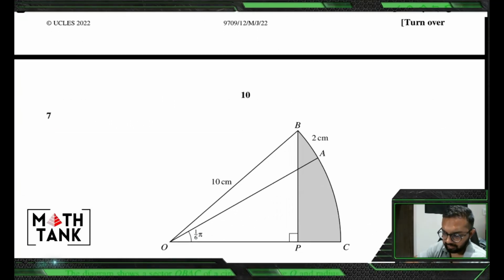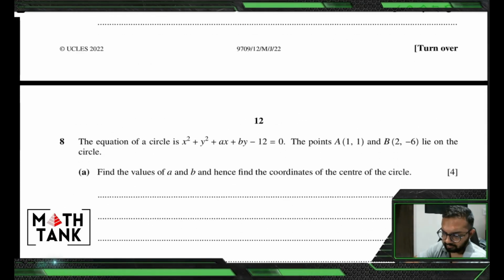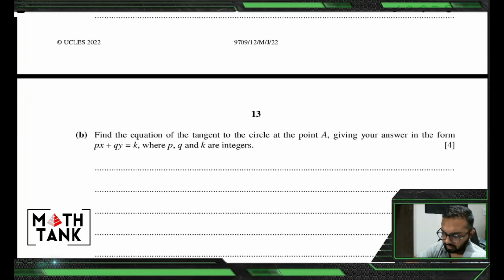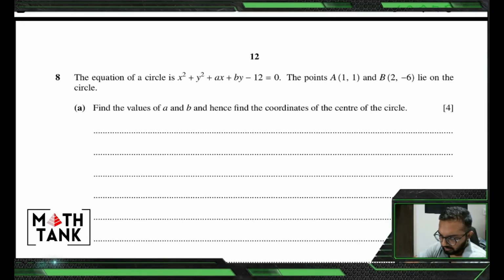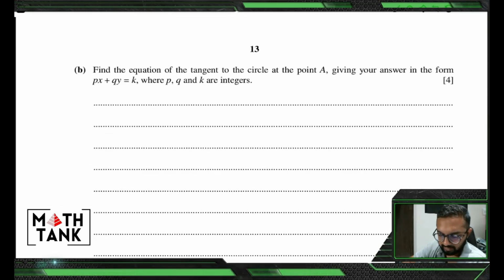It gives you a disguised equation. The points (a, b) and B lie on the circle. Find the values of a and b, and hence find the coordinates of the center of the circle. So again, I can solve them simultaneously, just plug in the numbers and then bring the equation to the completed square form, and that should help you solve it.